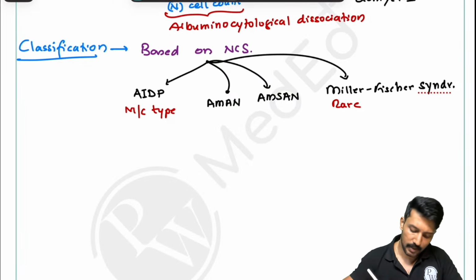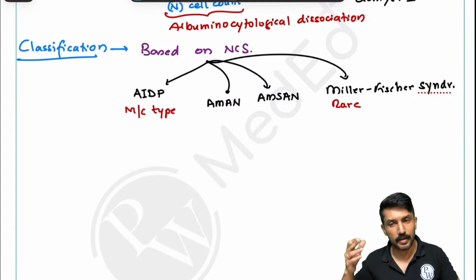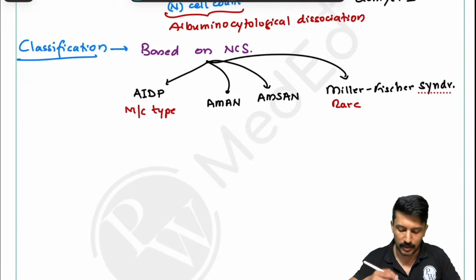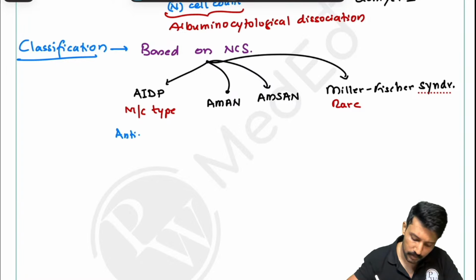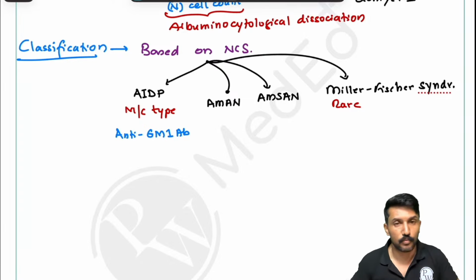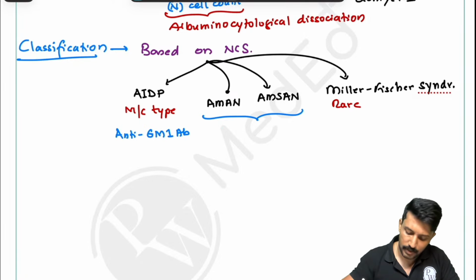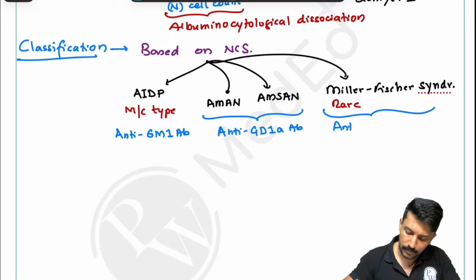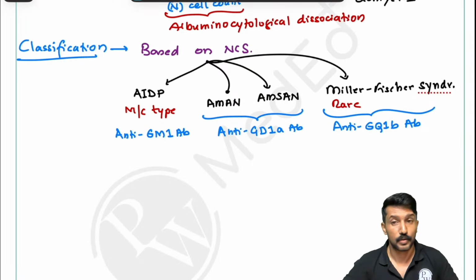Okay, AIDP being a demyelinating disorder, why only myelin gets targeted? Because the antibody produced here has its target antigen on the myelin. That's why myelin is getting targeted. So what is the antibody that is seen here? Anti-ganglioside M1 antibody or anti-GM1 antibody. And in AMAN and AMSAN, generally we get anti-GD1a antibody. And in Miller-Fisher syndrome, we get anti-GQ1b antibody. So antibodies help us to differentiate apart from the nerve conduction study.